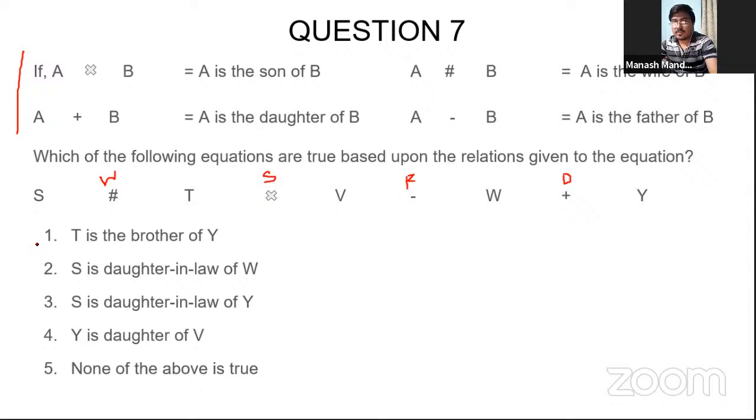That is the relationship, right? So to find out, which of these equations are true? The first equation is T is the brother of Y. So this is T and this is Y. Let us see if T is the brother of Y. T is the son of V. V is the father of W.